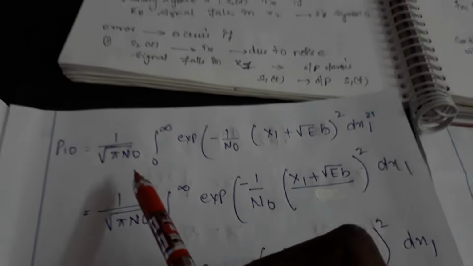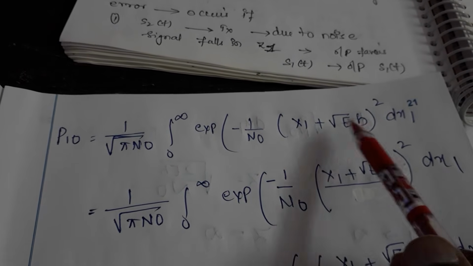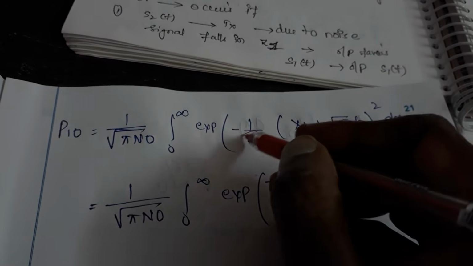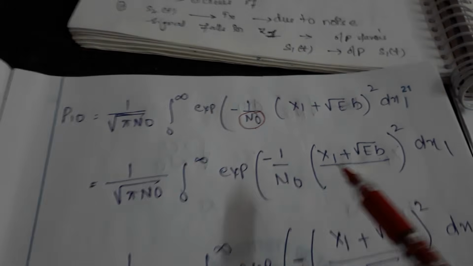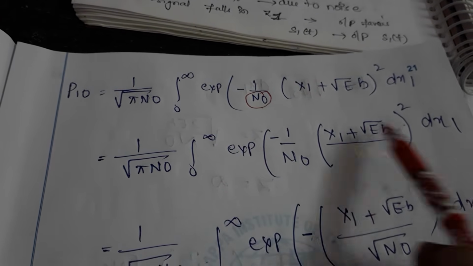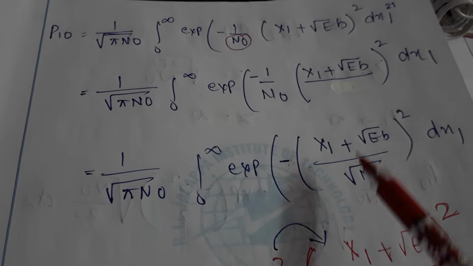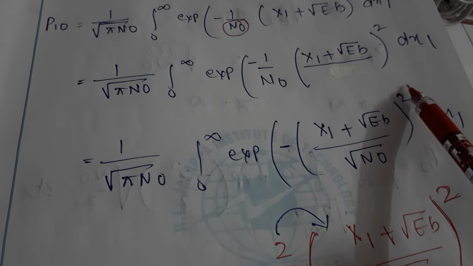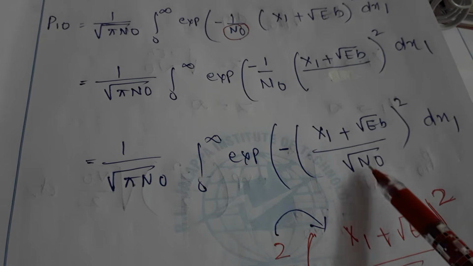Then what I will do here is, this one, I am not going to make any changes here. The only thing that I am going to do is bring this n naught, whatever I have got, exactly inside the bracket. You can observe here, I have not made any changes here. Now when I say root n naught, if I bring it inside the bracket, then I have to put root n naught. So you can observe the whole square is there, the minus sign is outside, x1 plus root Eb, root n naught.